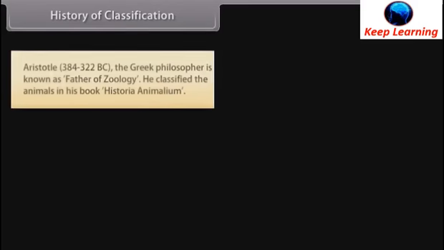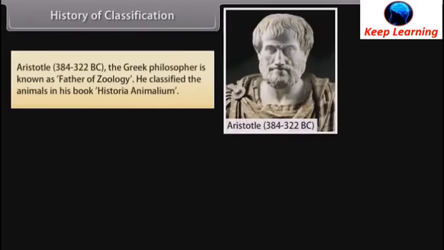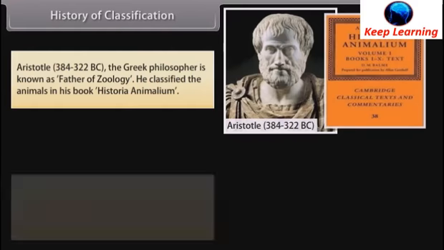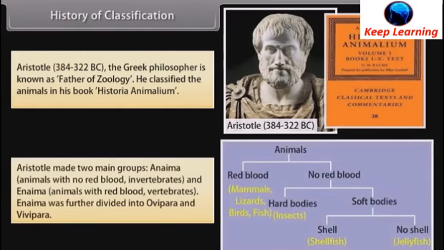History of classification. Aristotle, 384 to 322 BC, the Greek philosopher, is known as father of zoology. He classified the animals in his book Historia Animalium. Aristotle made two main groups: Anaima, animals with no red blood, invertebrates, and Enaima, animals with red blood, vertebrates. Enaima was further divided into ovipara and vivipara.